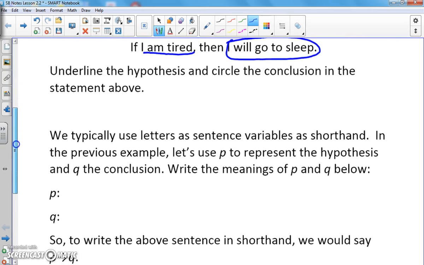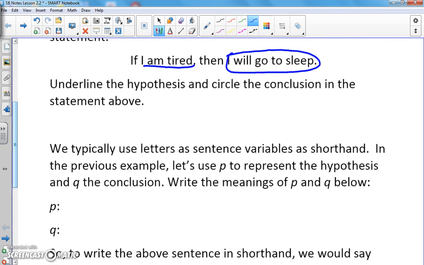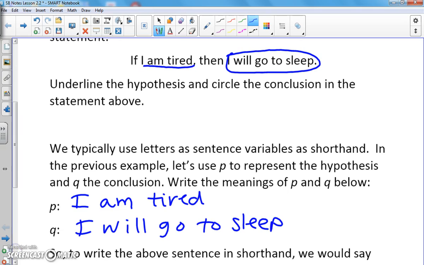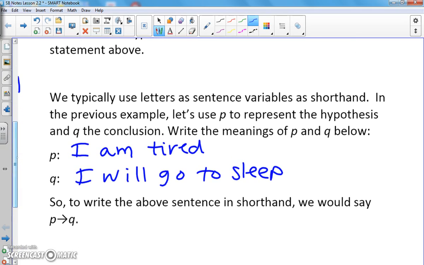So typically we use letters as sentence variables because we don't want to always write that all out. So if I use P to represent my hypothesis and Q the conclusion, P would mean I am too tired, and Q would be that I will go to sleep. So if I want to write this sentence in shorthand, I would write it like this. P implies Q, or if P, then Q.